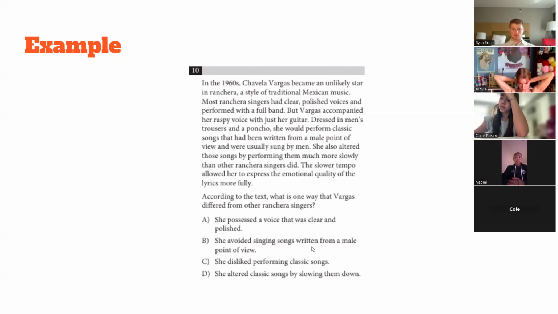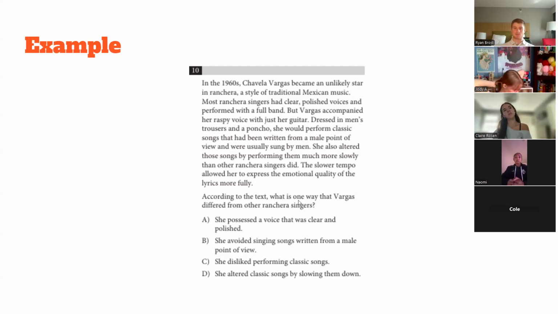She avoided songs written from a male point of view. It says the opposite of that again. She would perform classic music that had been written from a male point of view, again, classic songs, said in the same sentence. So I guess that leaves us with D, but we should make sure. She altered classic songs by slowing them down. She also altered those songs by performing them much more slowly than other ranchero singers. So D would be the correct answer there. Pretty straightforward on that one.